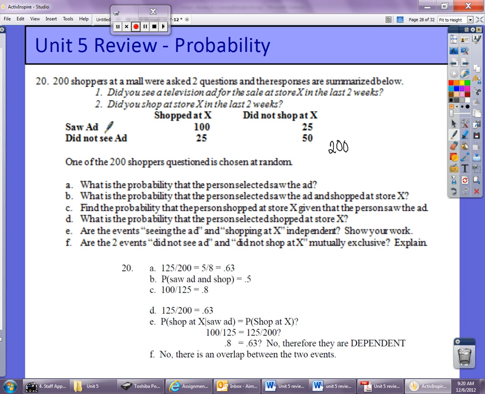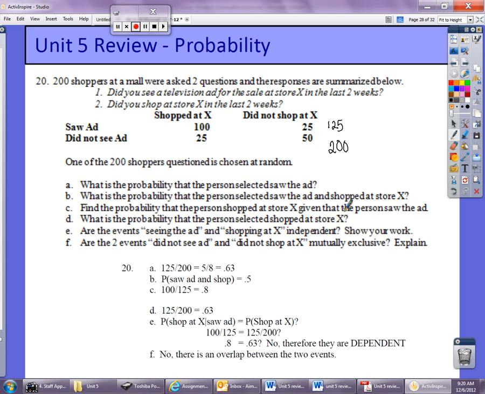So answering questions on probability for this, for letter A, what is the probability that the person selected saw the ad? So that would be your total from the entire row of saw the ad. So that's 125, and that's out of a total of 200, so therefore 5/8 or 0.63. For letter B, what is the probability that the person selected saw the ad and shopped at store X? So saw the ad and shopped at store X was 100 of them out of 200, so therefore that is half of them.